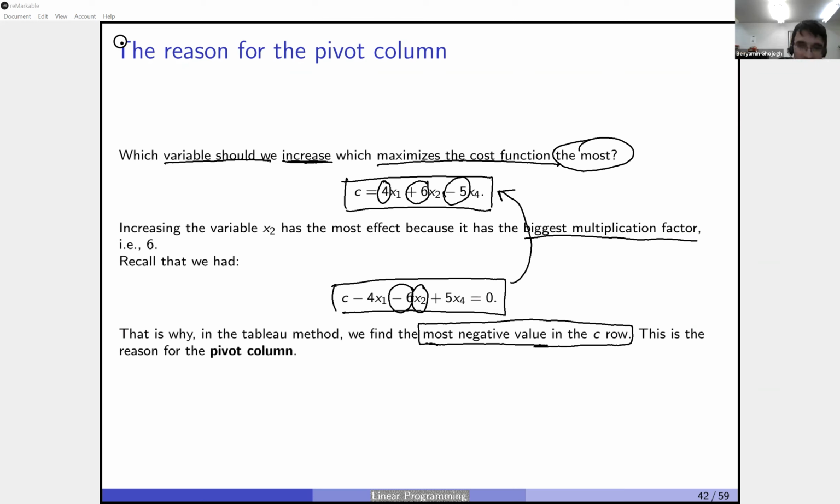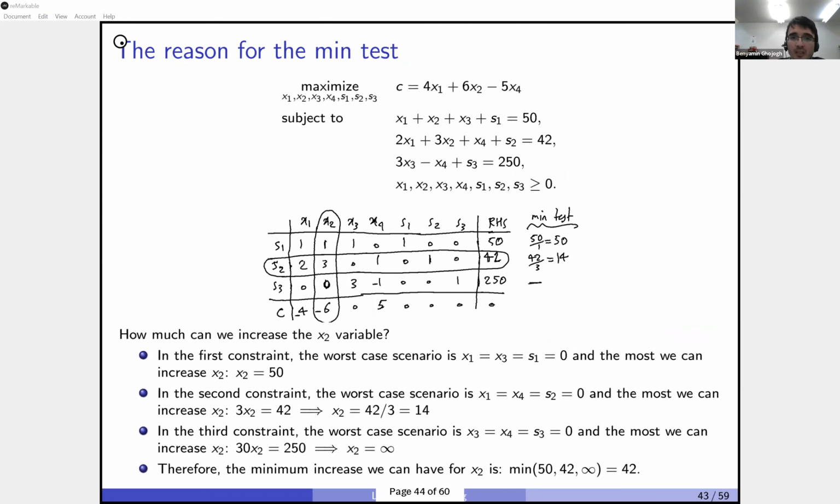You are actually choosing x2. You're saying that I want to take care of x2 because I know that increasing x2 will have the most effect on increasing the cost. So that's why the most negative, because you brought it to the left-hand side for pivot column. So that was the reasoning for pivot column. Now, what is the reasoning for min test? For min test, you have this.